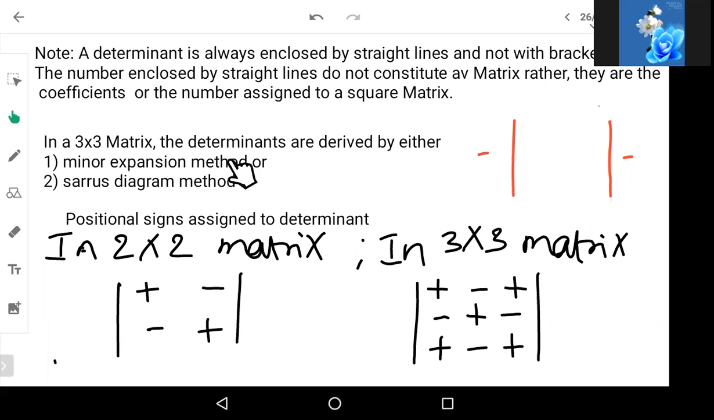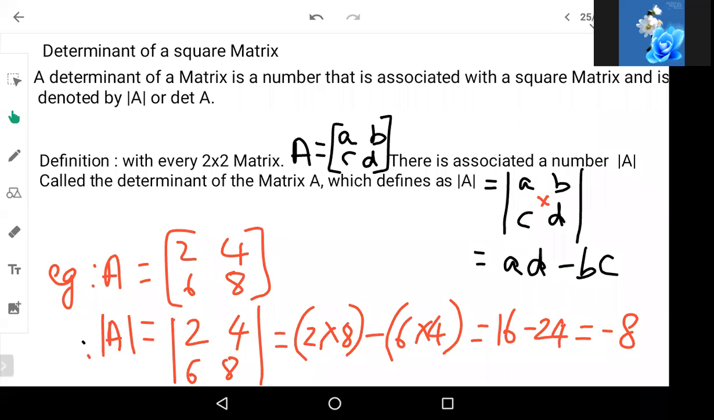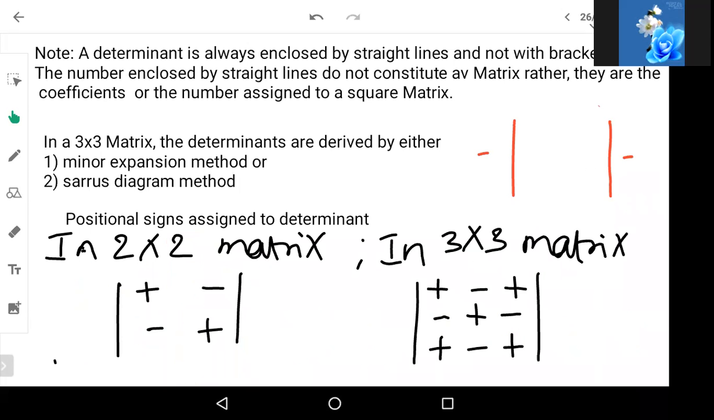And then there are two types of solving the matrix, especially a 3 into 3 matrix. For a 2 into 2 matrix, there is only one way, where you just have to cross multiply AD and BC and subtract them. You'll get a number. This is the only way to solve the 2 into 2 matrix. When it comes to a 3 into 3 matrix, we have two ways to solve, because a 3 into 3 matrix will have 3 rows and 3 columns. In that, the first one is the minor expansion method and the next one is the Sarrus diagram method.